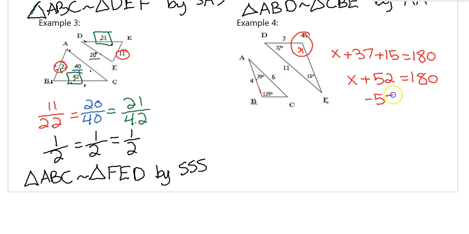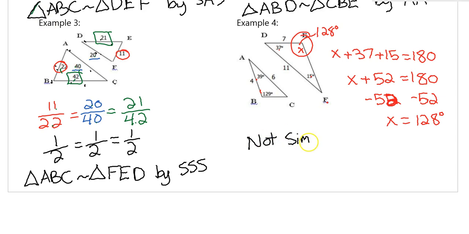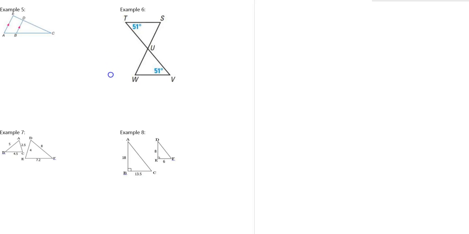When I add 37 and 15, I get x plus 52 equals 180. Then I'm going to subtract 52 from both sides. When I do that, I get 128 degrees. So I have no angles congruent to anything here. So there's really not much I can say. There's nothing congruent, nothing equal. So these are not similar. Nothing really more than that. All right, let's look at our next example.